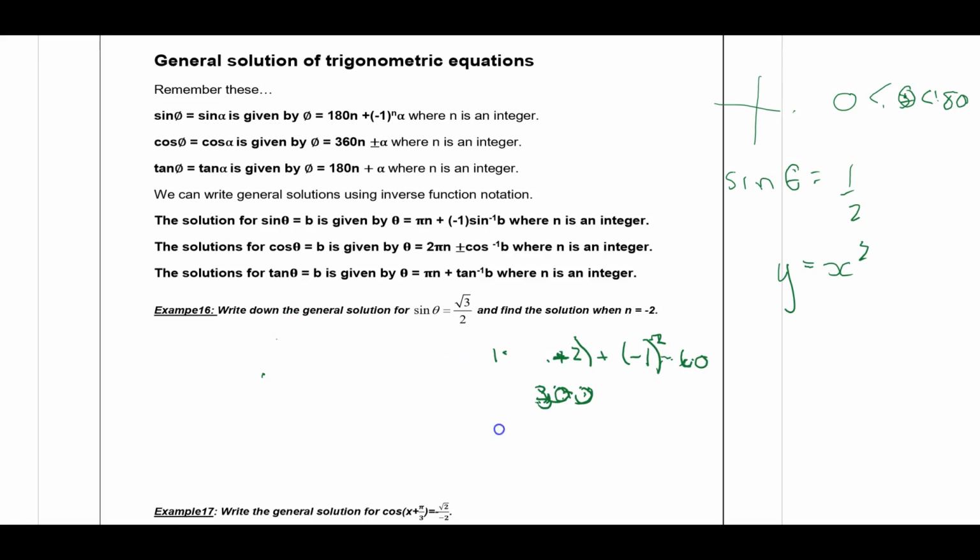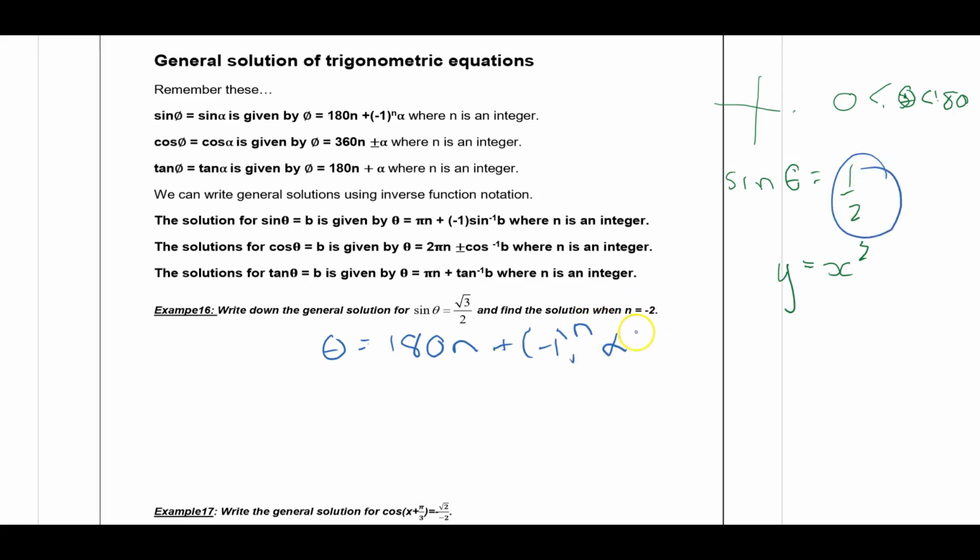Now, why are we doing it now? Because we can use inverse. So if I look at the sine one, theta is 180n plus or minus 1 to the n times the angle. So I would put in here 30 or pi on 6, and I would end up with a general solution. In the inverse one, instead of putting in the value you figured out, you have sine to the minus 1 of a half. So instead of writing pi on 6, I would write sine to the minus 1 of a half.